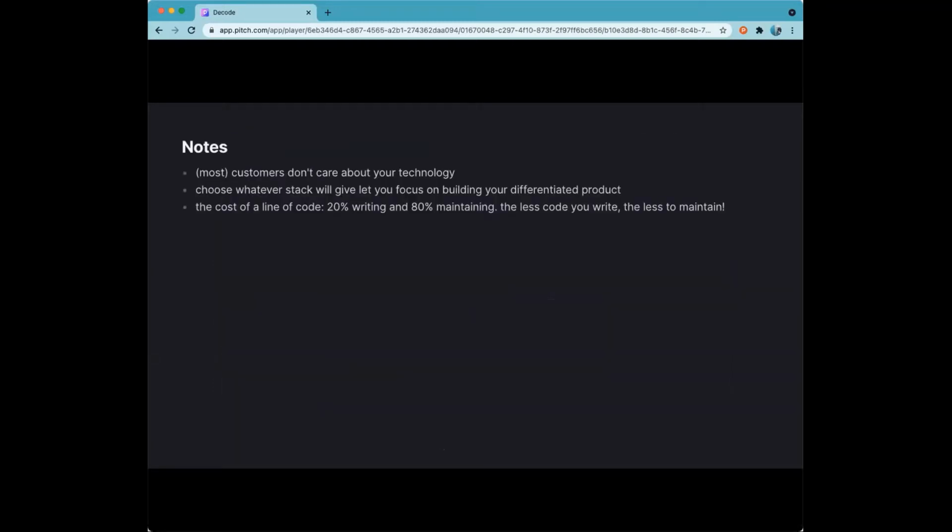So again, most customers don't really care about your technology, how you built it. Unless, of course, your customers do care, like maybe they are scientists or maybe they're CIOs at large Fortune 500s. Choose whatever stack will give you the most focus on building your differentiated product. And also remember, with a line of code, when you're done writing it, 20% of the work is writing it, and the other 80% is all the way in the future maintaining that line. So the less code you have to write, the less to maintain.